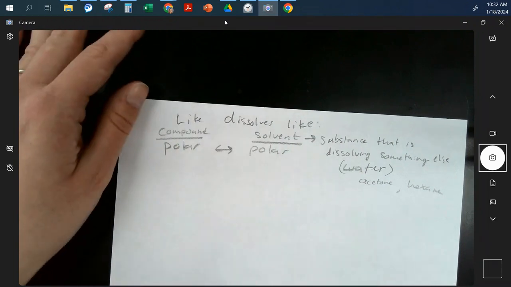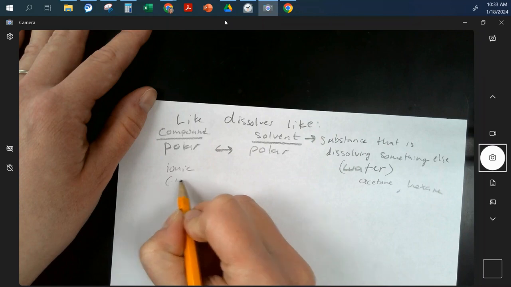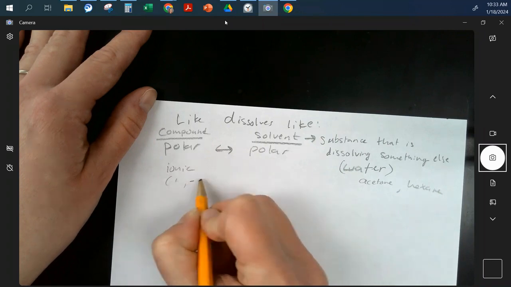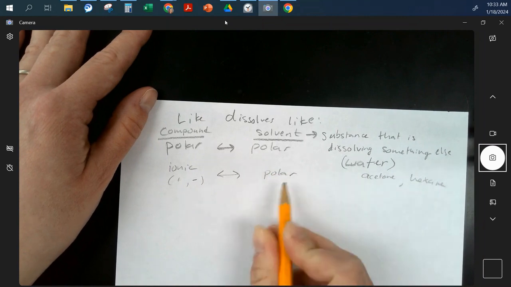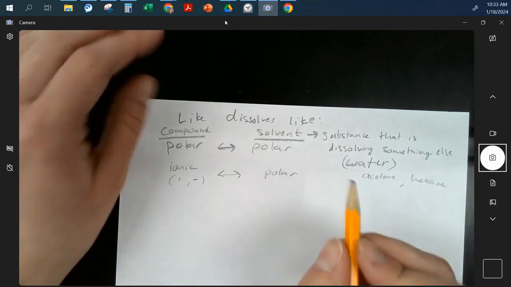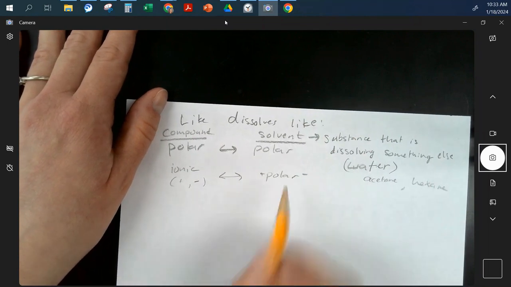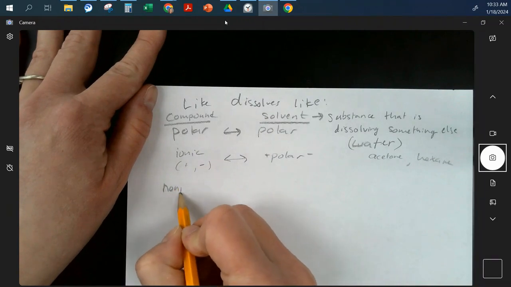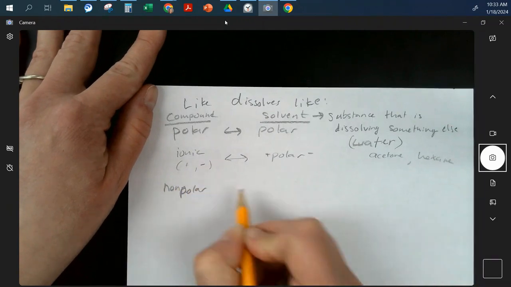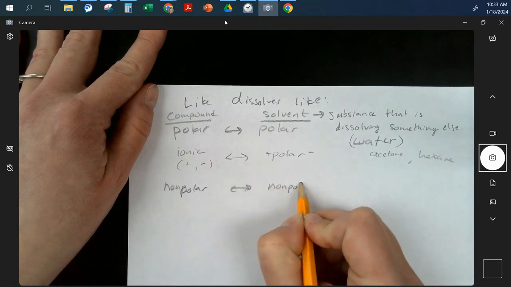Okay. All right. So if it's ionic, it has charges, right? It has plus and minus ions. Okay. That's going to dissolve in something that's polar because the polar molecule has parts of the molecule that are positive and parts that are negative, and these ions can interact with the polar parts of the molecule. Okay. If it's nonpolar, it's going to interact better with something that's nonpolar.